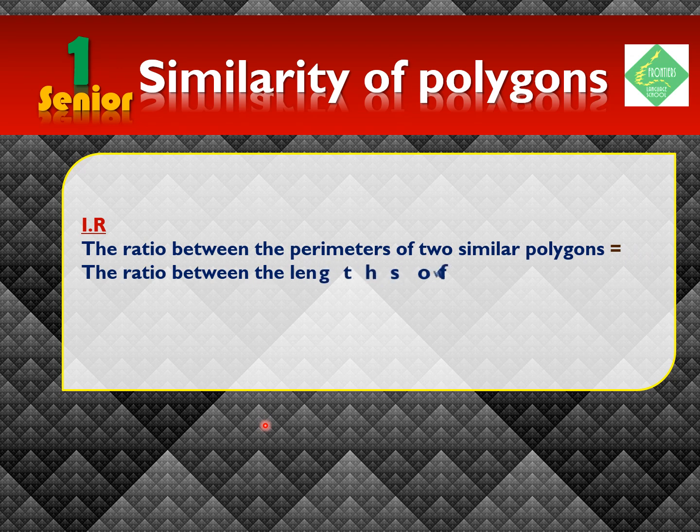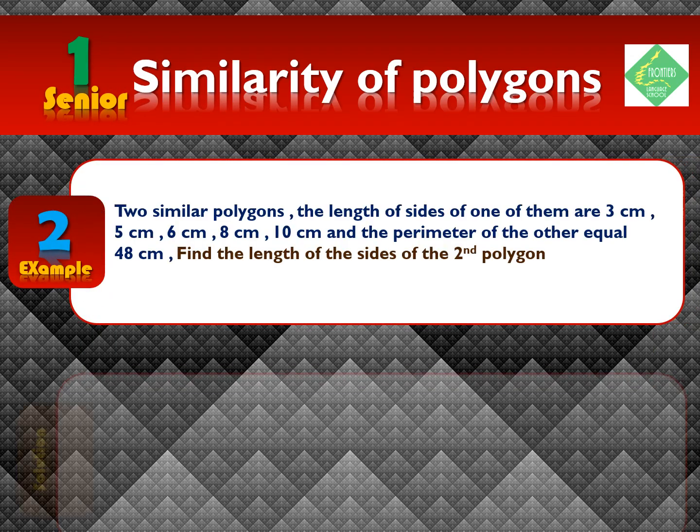You have to know that important rule: the ratio between the perimeters of two similar polygons equals the ratio between the lengths of two corresponding sides, which is the same scale factor. Perimeter is different from area. Know that the ratio of the areas equals side over side, all raised to the power 2.